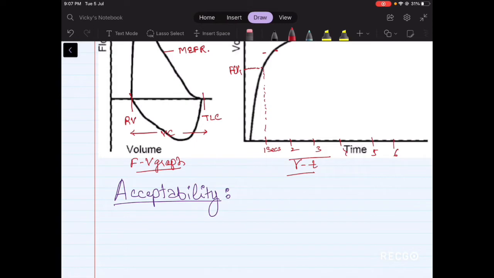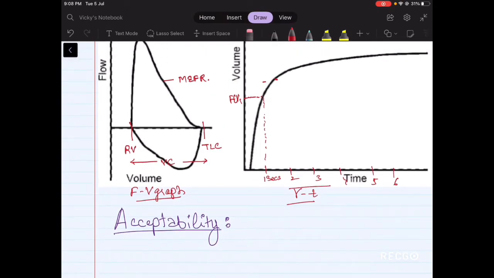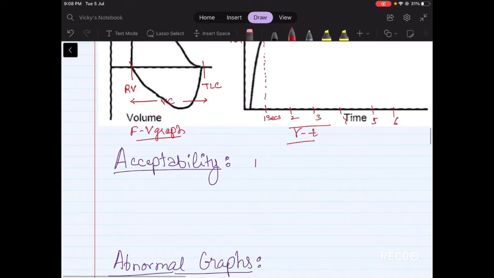so that we can go on with our calculations, right? The graph is only acceptable when your flow volume loop is complete, right? So the flow volume loop should be complete, and without any artifacts. We will be dealing with artifacts later on, so there should be no coughing, no hesitancy. These should not be there. And the flow volume loop should be complete.